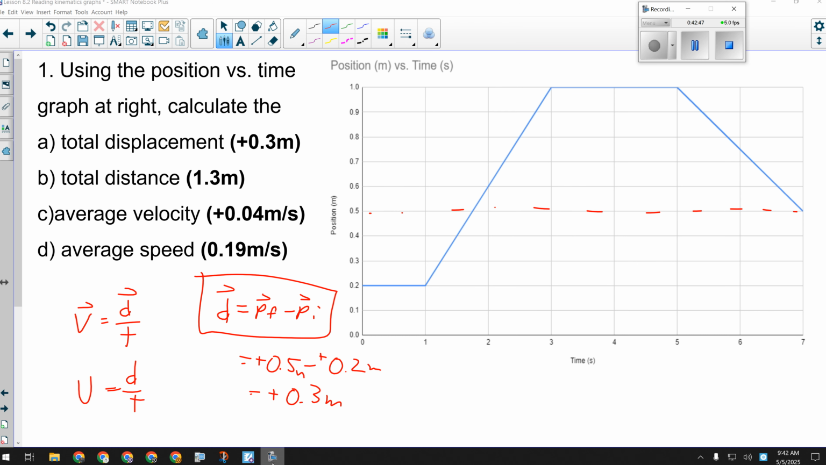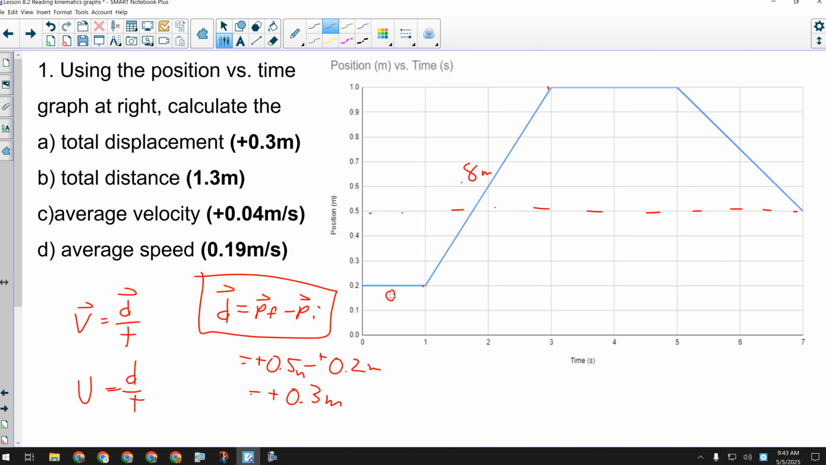Okay. Any questions on part A, how we did that? Now, total distance. That I can't just do with one simple calculation like that. Now I've got to do it piece by piece because I need to know how far does it go in each section. How far does it go here in the first second? 0. Stays at a position of positive 0.2 meters. Then it goes from 0.2 to 1. How far is that? 0.8.